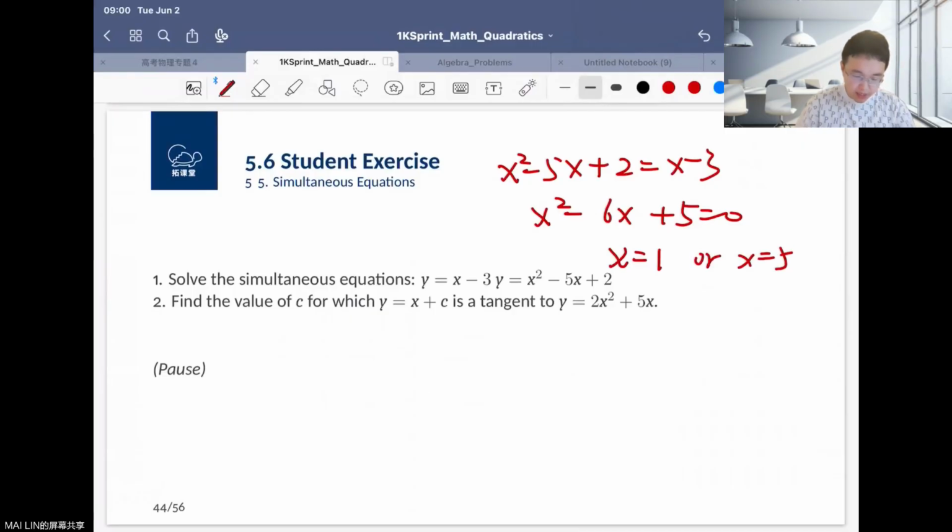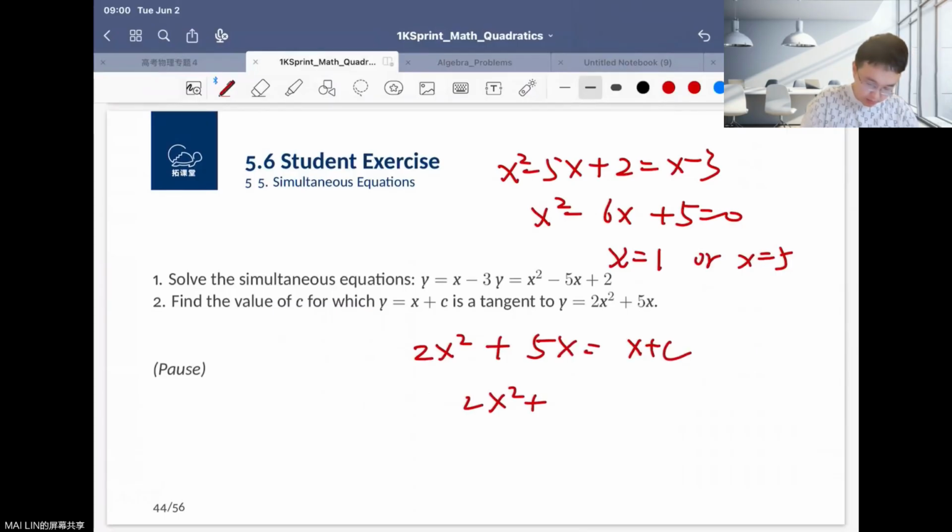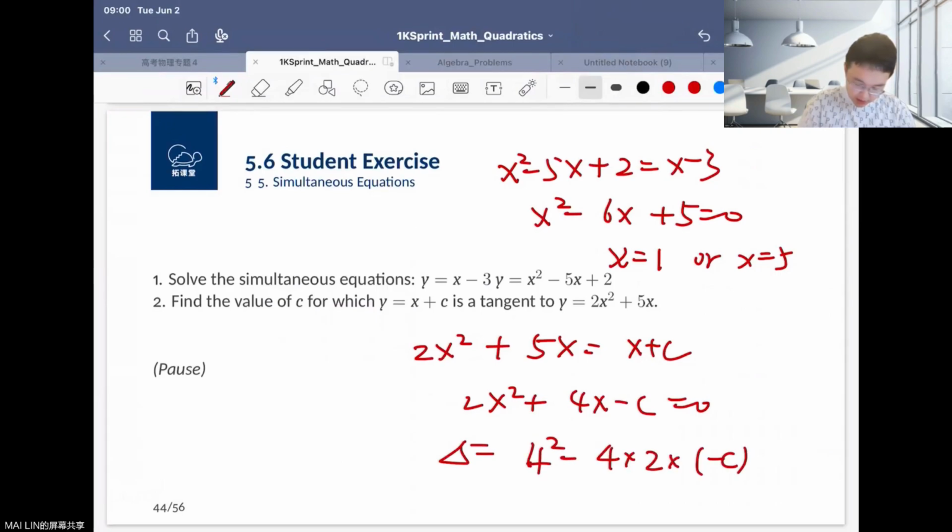For the second problem, because it's a tangent, connect the two equations together, giving 2x squared + 4x - c = 0. So the discriminant equals 4 squared minus 4 times 2 times negative c, which is 16 + 8c = 0. So c = -2. That is how we calculate c.